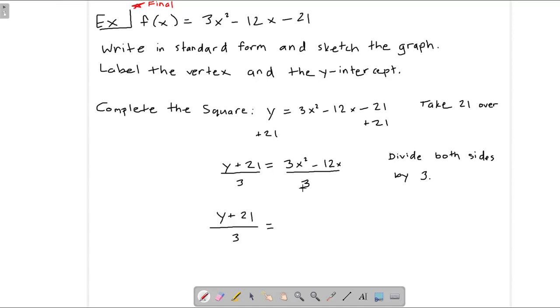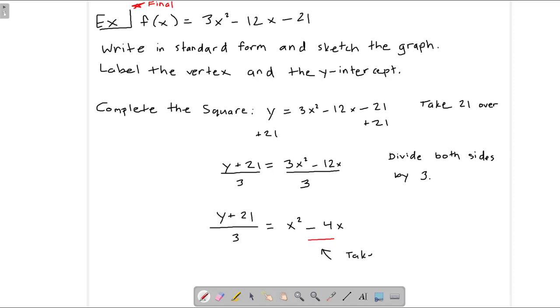So if I reduce the 3 here, I get x squared. And then reducing the 12 in the 3, 12 divided by 3 is 4. So I have minus 4x. Okay? So then I want to look at this minus 4 term here, because that's what I'm going to be using to complete the square.